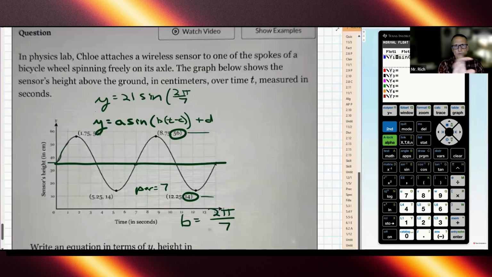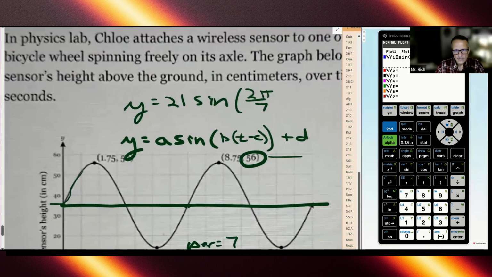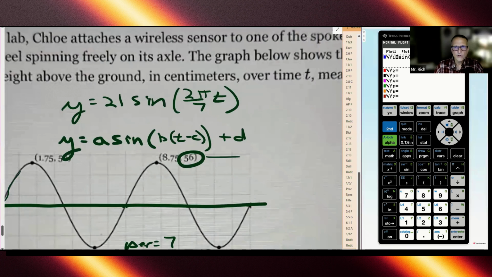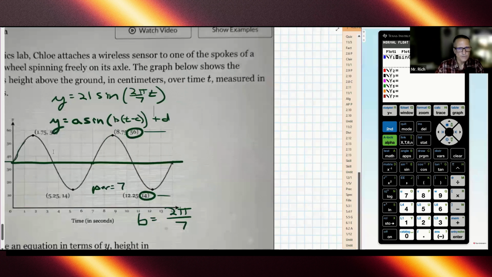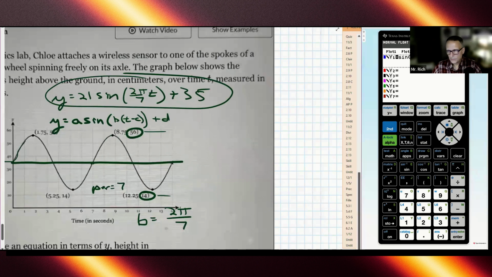There is no horizontal shift, or what we call phase shift, because the sine is starting at the midline at t equals 0. So this thing has not been shifted, and the constant c inside here is 0. So I can just call this 2 pi over 7 times t. The d is the vertical shift. The midline has been shifted up 35 units, plus 35. That right there is the function, Reagan. That is how you do it.